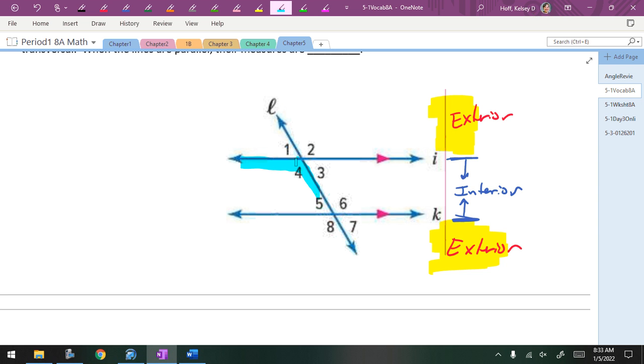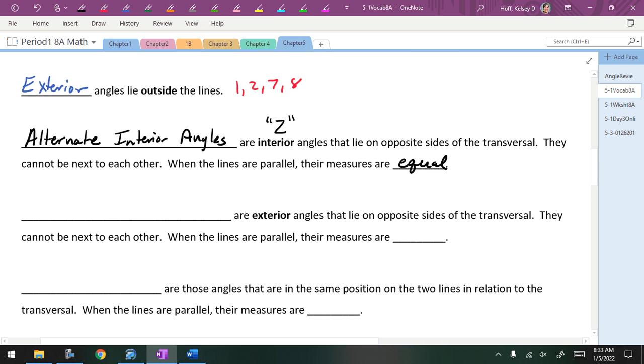Now, I need another interior angle that's on the opposite side of this transversal that is not next to number 4. 6. And look what happens when I trace it. Do you see the Z? It's really stretched out. Let's go write that down on our list up above. 4 and 6.